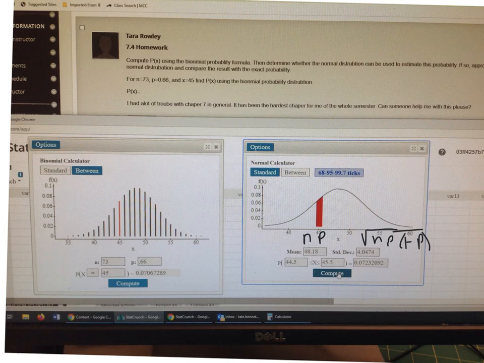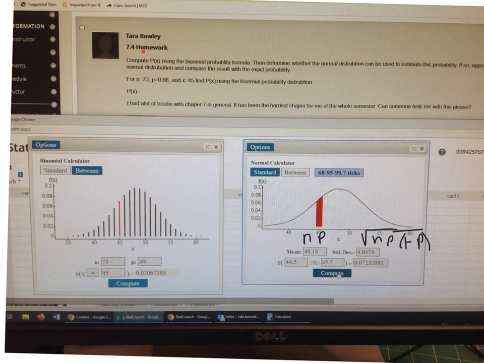I saw your question about 7.4. Compute P of X using the binomial probability formula, then using a normal distribution. So I have both of them here. Okay, and I'm not sure, use StatCrunch, and I'll show you how to do it here.